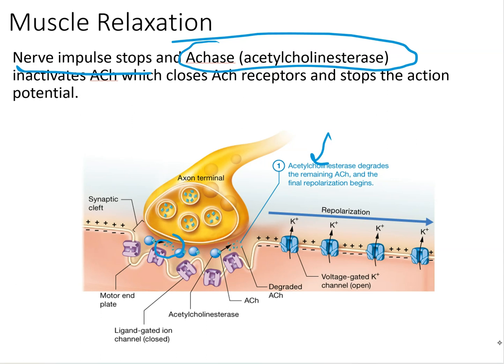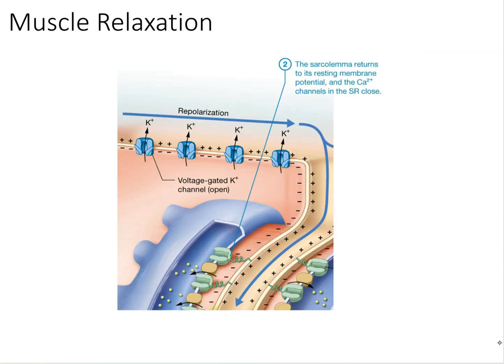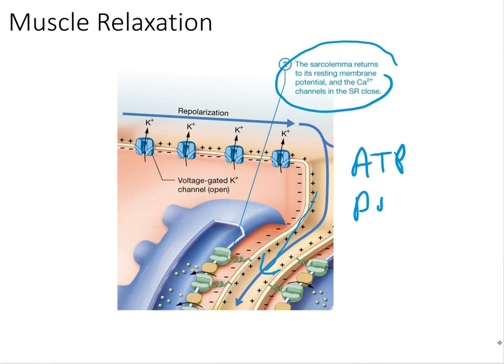If you don't have any acetylcholine, these receptors are no longer activated, so it's going to stop the action potential. If you don't have an action potential, remember, that's what released calcium. There's no stimulus for calcium to be released. So now calcium is going to go back into the SR. And by the way, this requires ATP because you have to pump the calcium back into the SR.